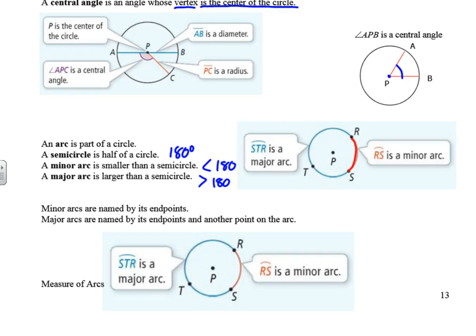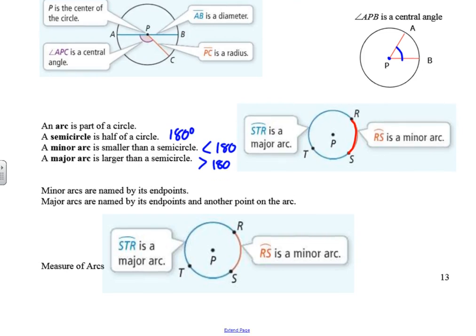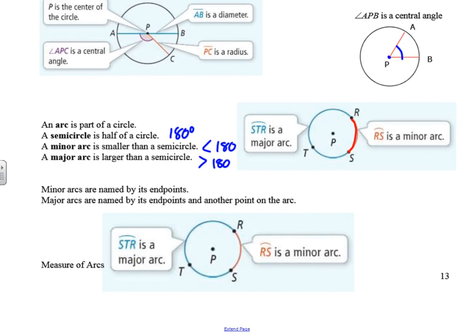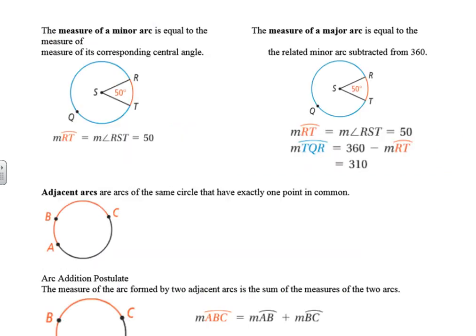And then STR is the major arc. When we have a major arc, we're going to use 3 points, and for a minor arc, we just use the 2 points. So minor arcs are named by the endpoints, like we see over here, RS, that's the minor arc. And major arcs are named by the endpoints and another point on the arc. So in this, again, STR is the major arc, RS is the minor arc.